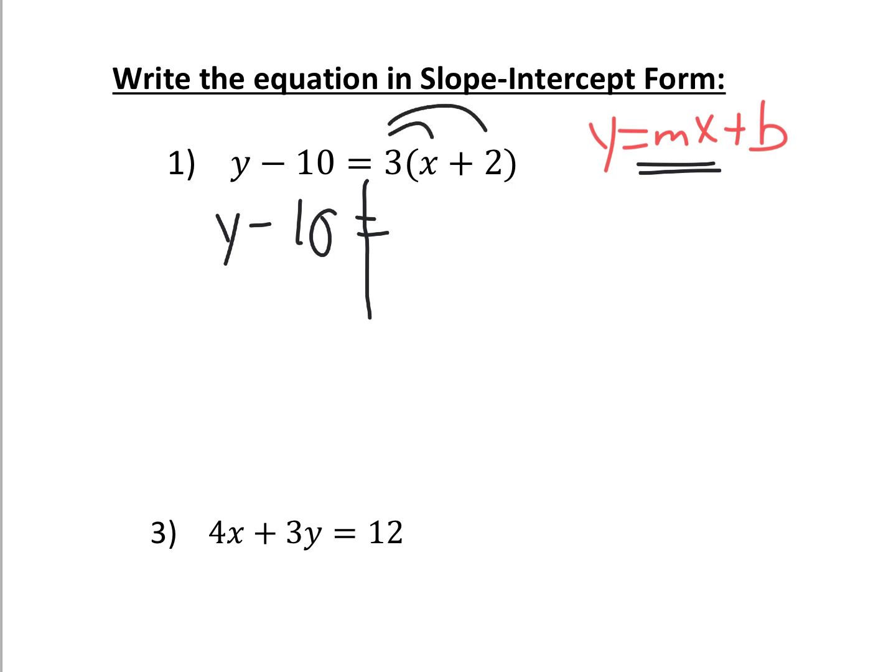That'd be a lot nicer. So what is 3 times x? Well, that's just 3x. And 3 times 2 is 6, so just add 6.